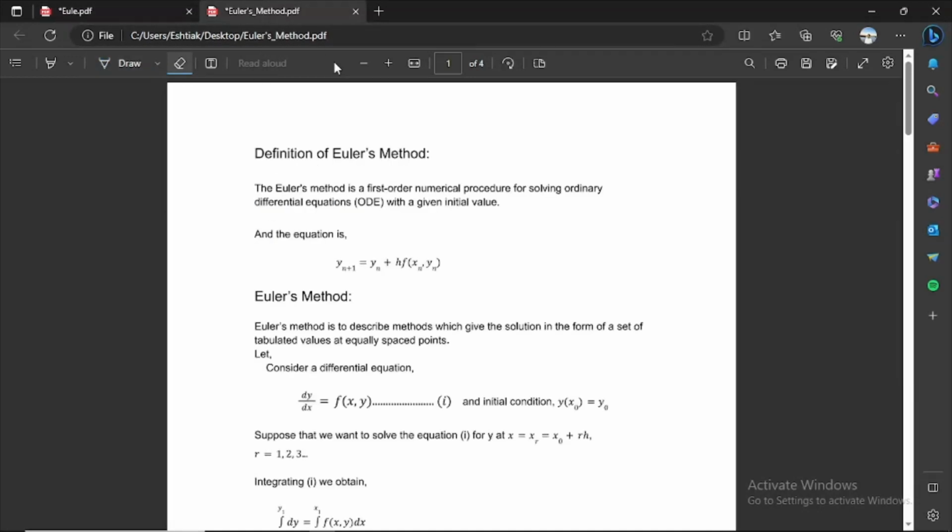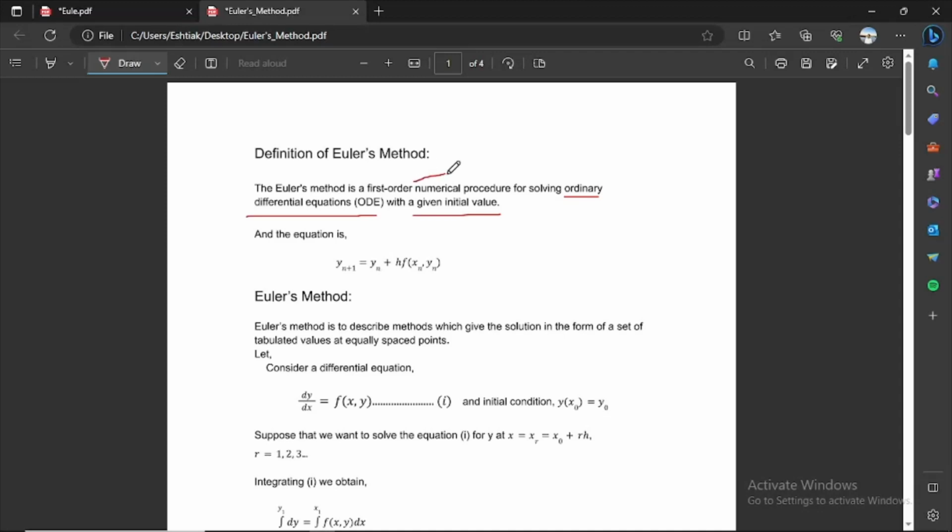First, if we discuss the definition of Euler's method, the definition says that Euler's method is a first-order numerical procedure for solving ordinary differential equations with a given initial value. Here, we have a given initial value and an ordinary differential equation. These are two steps, which are much more important here. And Euler's method is a first-order numerical method.